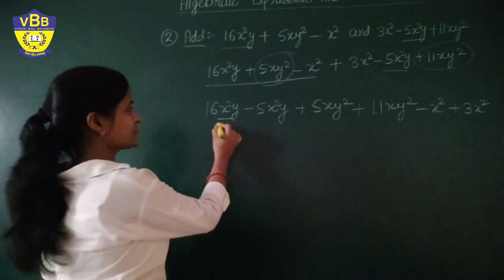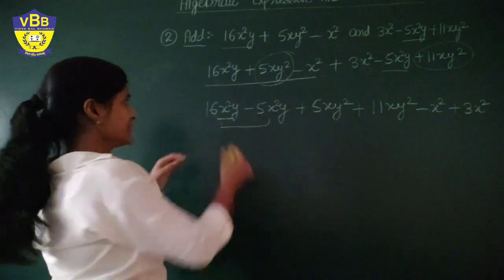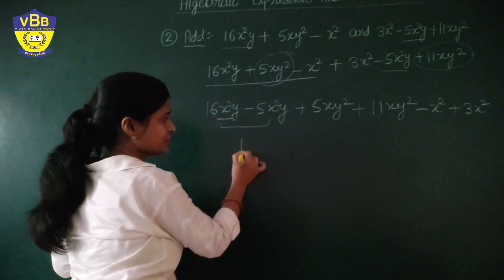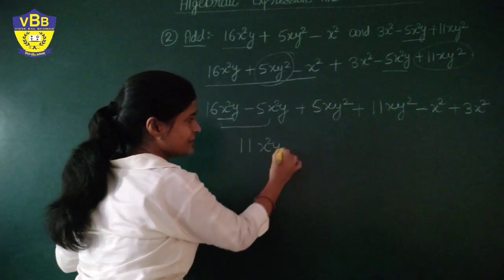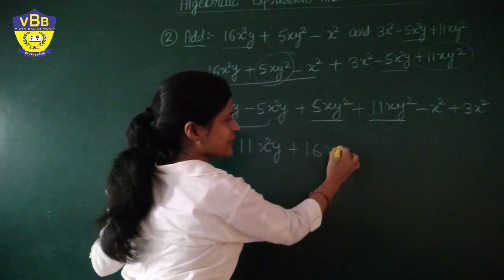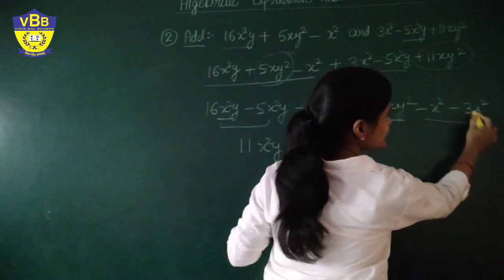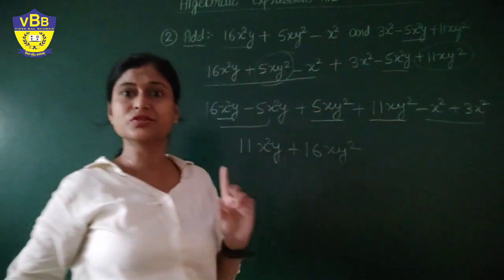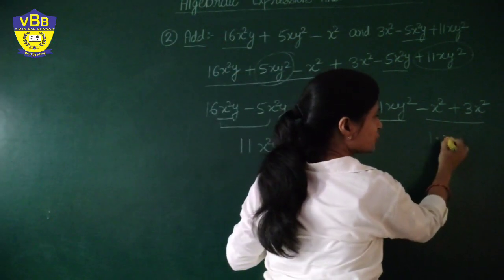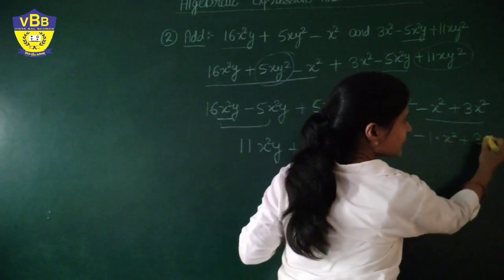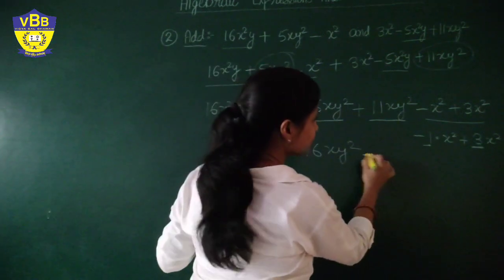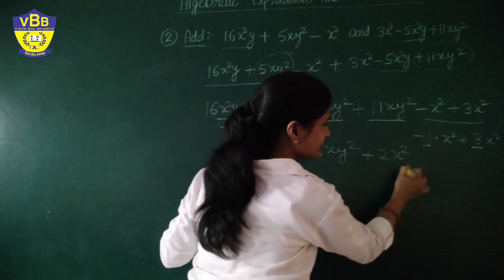Now solve the terms. We solve the numerical values: 16 minus 5 gives 11x^2y. 5 plus 11 makes 16xy^2. For x^2, if no numerical value is written, you can write 1 times x^2. So 3 minus 1 is 2, giving plus 2x^2.